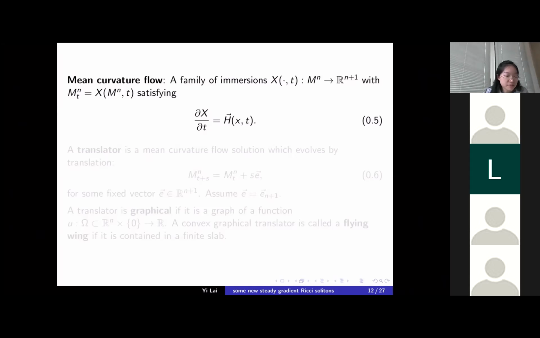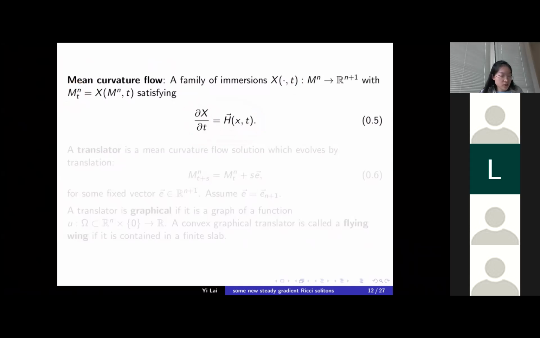So the mean curvature flow is another type of geometric flow, and it's described by a family of immersions into n+1 dimensional Euclidean space, a family of immersions x parameterized by t. I denote the image of this immersion by M sub t. It is a mean curvature flow if it satisfies this evolution equation: it evolves by the mean curvature vector.